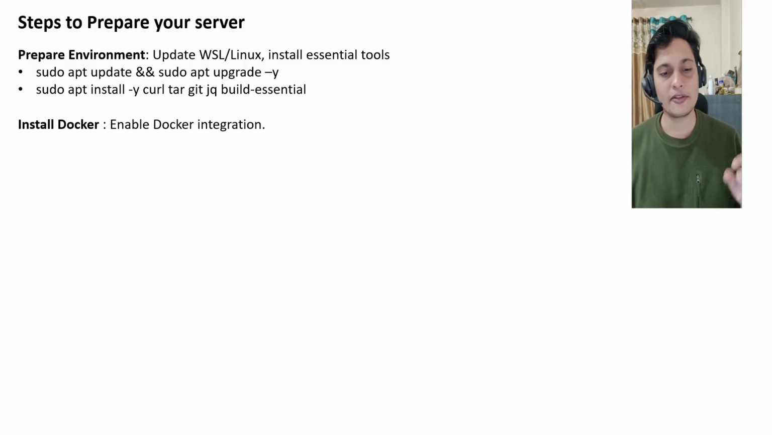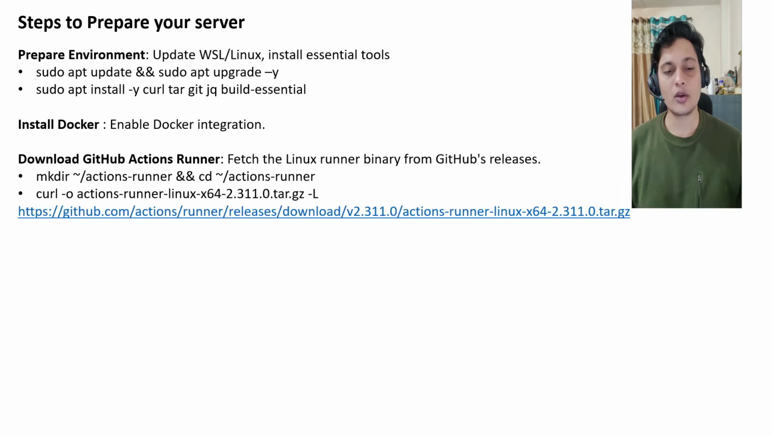Second thing is, after doing all the build essentials, we are going to enable Docker. It means our machine should have Docker, and this Docker should be up and running inside our machine. And it should also have Docker Swarm installed. Okay. After it, we are going to download the GitHub Action Runner.